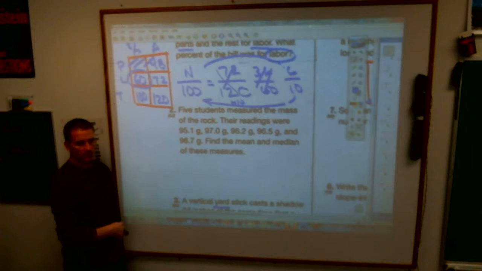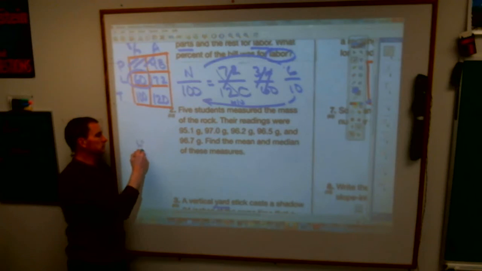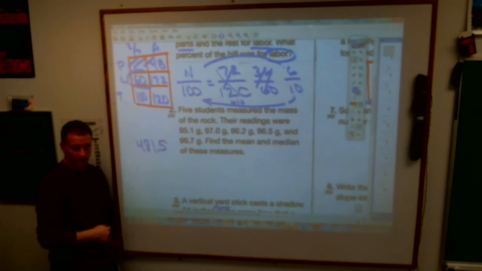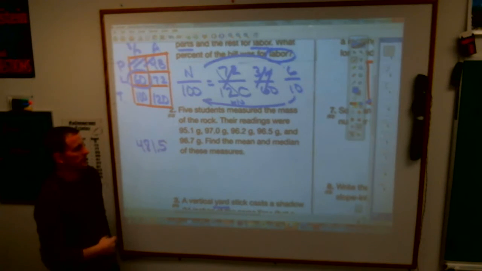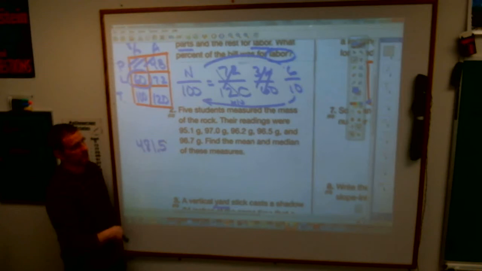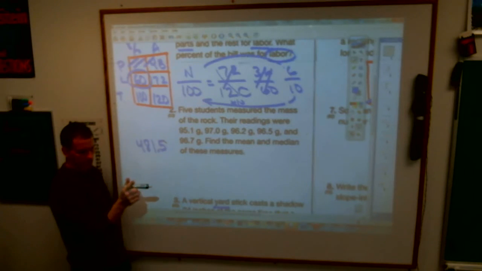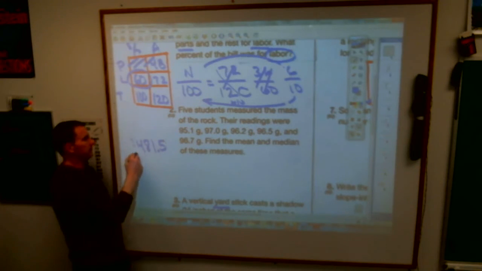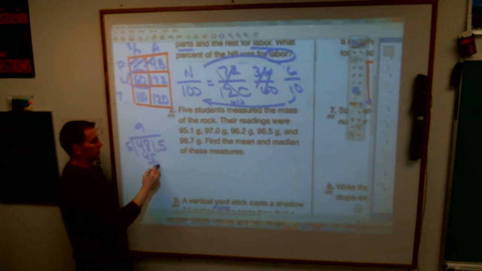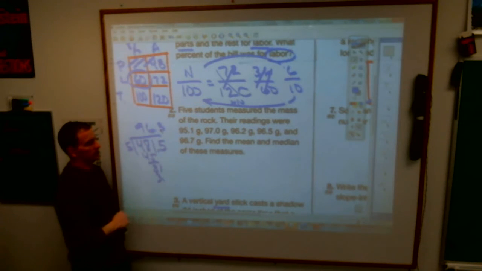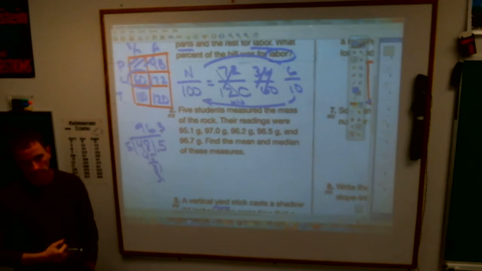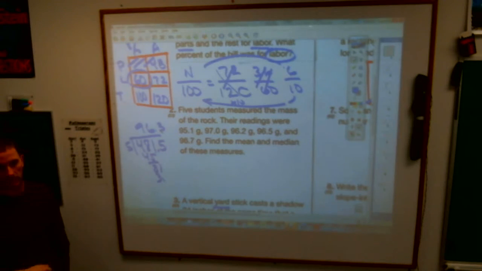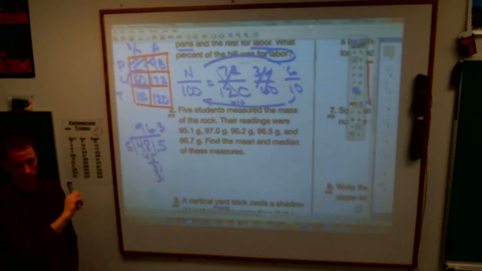I got 481.5. Did you get that when you added them all together? So I mean you did the process right. It was just everybody else you got this right, and you divided that by 5. Divided by 5, you get 96.3. Did you get the median part right though? Yes. Order them, middle.